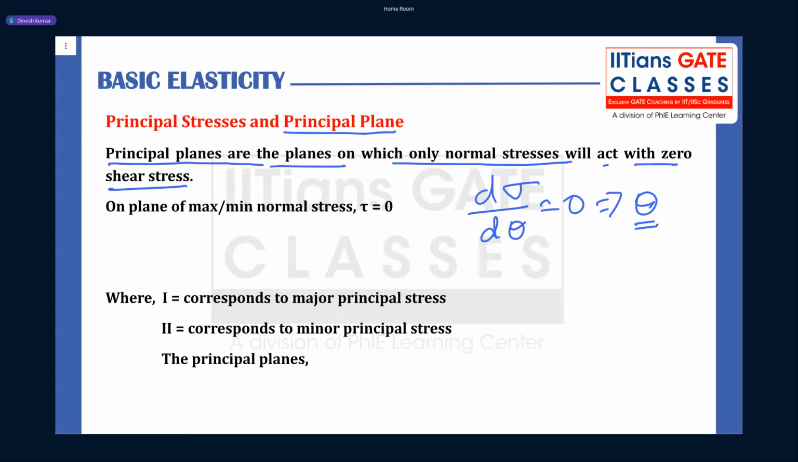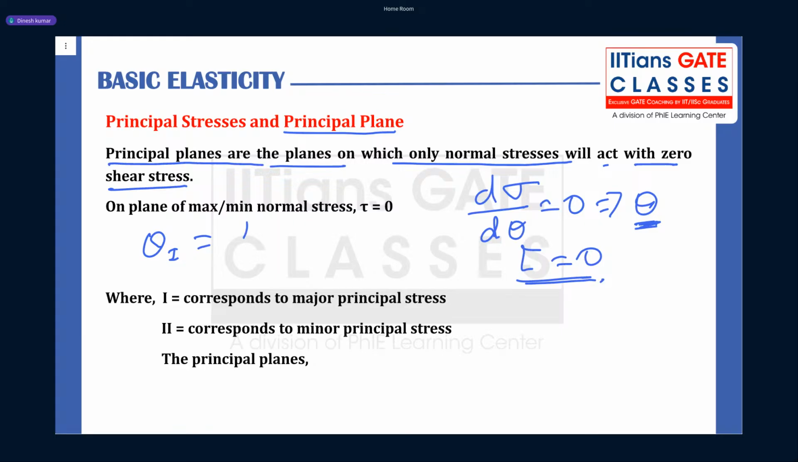Or we will get the same theta value. How? If you substitute shear stress to 0, you already know the shear stress on an inclined plane, right? If you equate that to 0, you will get the principal plane. If I do this mathematics, you will get theta 1. So what is the principal plane?